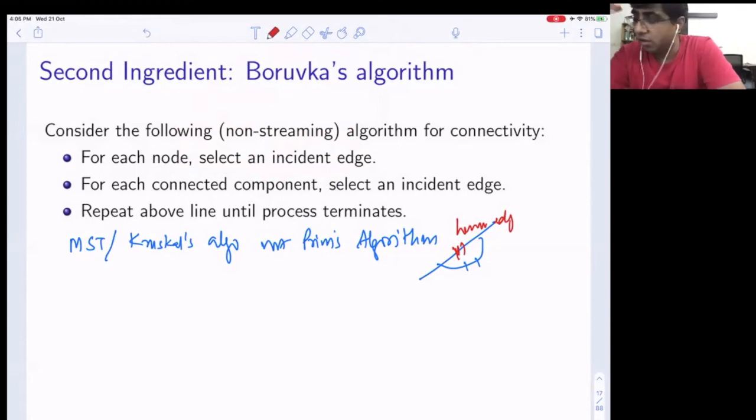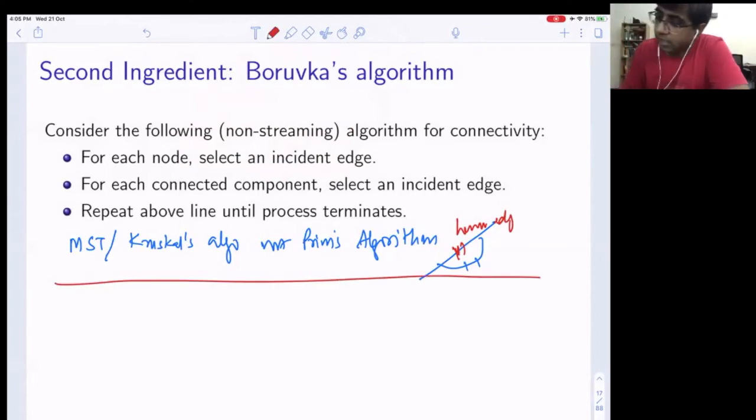Okay, so what is this simple algorithm? This is a non-streaming algorithm for connectivity. For each node, you select an incident edge. So this algorithm works in rounds. What happens in the first round? In the first round, every vertex is a singleton.